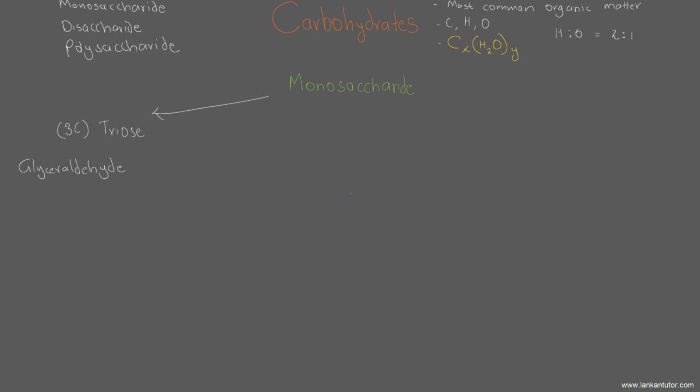But don't worry about that, we'll get into photosynthesis later. Remember that trioses have 3 carbon atoms, and examples for those would be glyceraldehyde and phosphoglyceraldehyde. And next we're going into 4 carbon atoms, or tetrose. Now, the thing you need to remember about tetroses is that they don't occur in the environment that often.